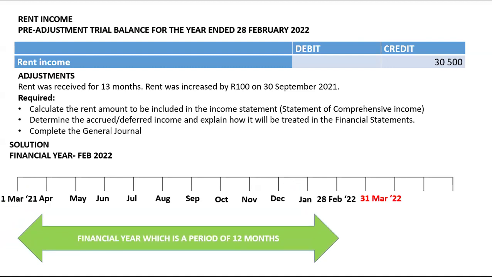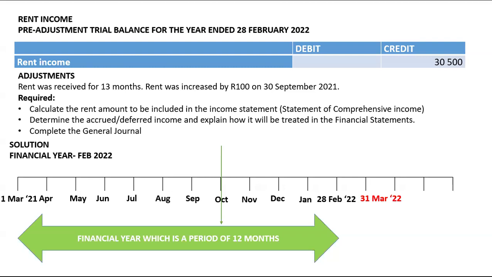Our rent increased from October by 100 rand. So from October, it's October, November, December, January, February, March. That is 5 months. October, November, December, January, February, March. It's actually 6 months. So for those 6 months, it was no longer X. It was at X amount plus 100 rand. Note that here we're not dealing with a percentage. It increased by an actual rand value.